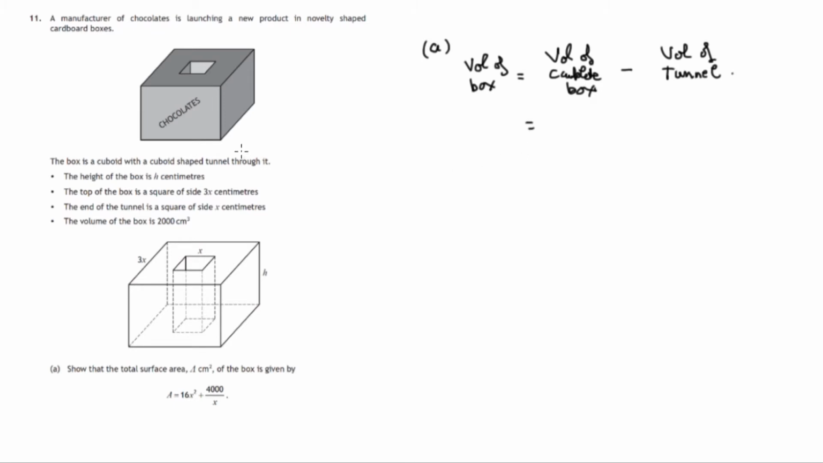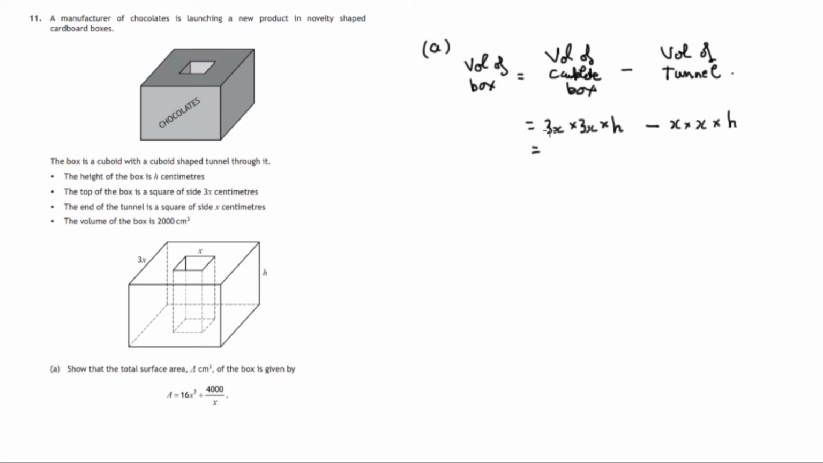So what's the volume of the complete box? Length times breadth times height. Length 3x times breadth 3x times height h. Remember, it's a square base, square top. 3x times 3x times h, minus the volume of the tunnel, square top. Length x, breadth x, height h. Length times breadth times height: x times h.